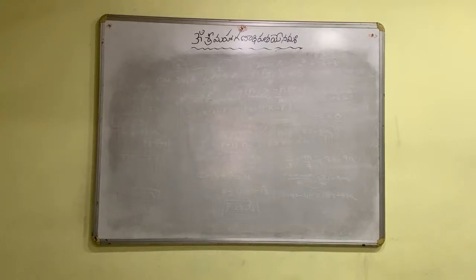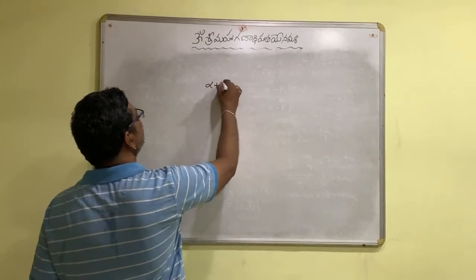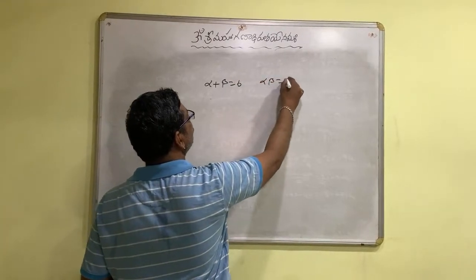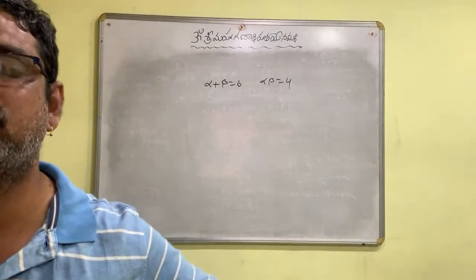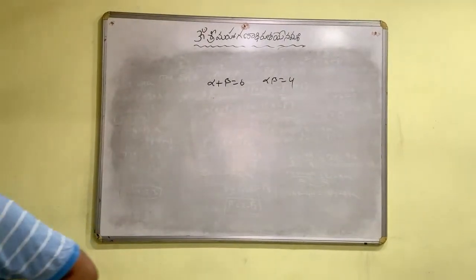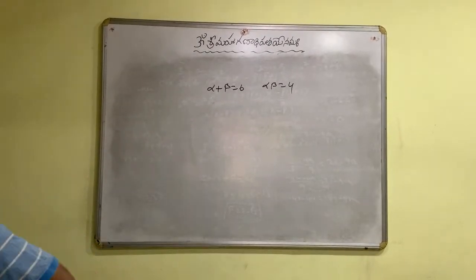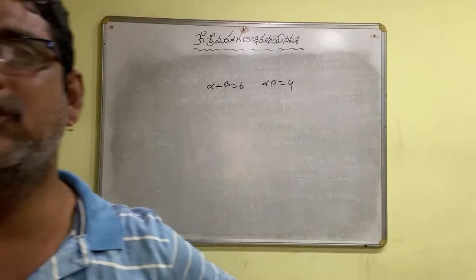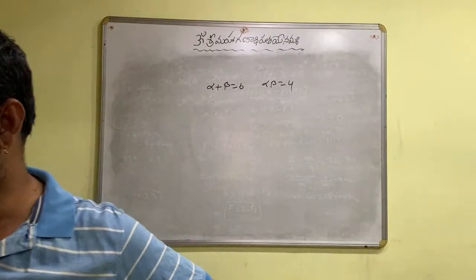Next question. Alpha, beta are zeros of a polynomial such that alpha plus beta is 6 and alpha beta is 4. This is given. We need to find out the polynomial. Alpha plus beta is given as 6, alpha beta is given as 4.